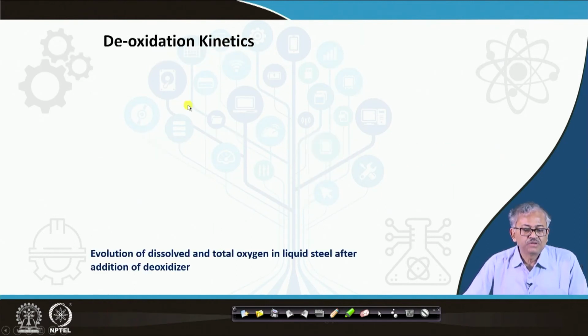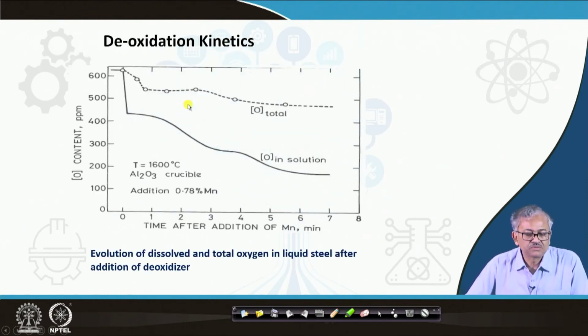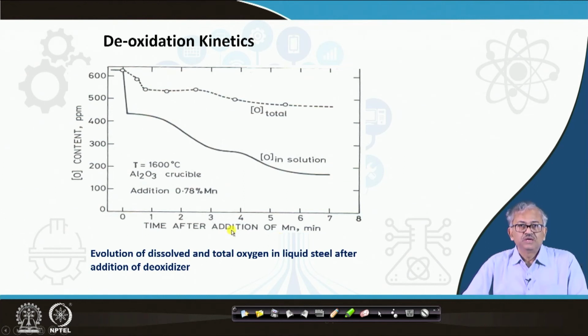Now, deoxidation kinetics. It is a very interesting diagram. It shows the evolution of dissolved and total oxygen in liquid steel after addition of deoxidizer, and here we have added manganese. We did a laboratory scale experiment, and there is reported data on deoxidation by aluminum and manganese, where they have studied how the dissolved oxygen as well as the total oxygen evolve with time.